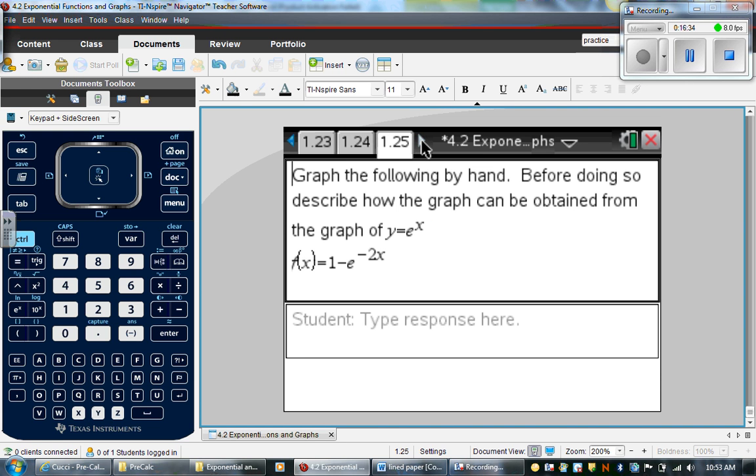Okay, graph the following by hand. Before doing so, describe how the graph can be obtained from the graph e to the x. So we have quite a bit going on here. I do have a negative x, which means I am going to have a reflection over the y-axis. And that negative 2, I assume it's going to make it decrease faster, because when it was a decimal, it decreased slower. And we also have to deal with this 1 minus. So we're going to have to see what happens there as well. I'm thinking it's going to be some kind of vertical shift. So let's take a peek and see what happens here.